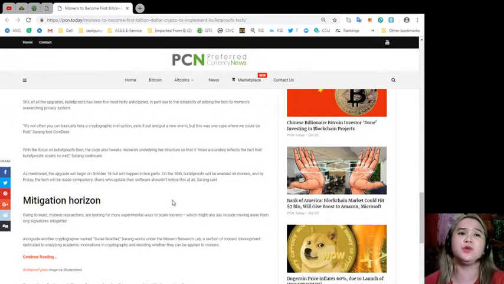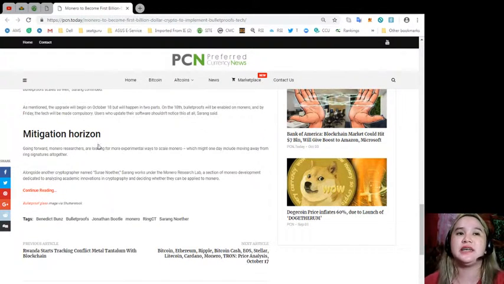With a focus on bulletproofs, then, the code also tweaks Monero's underlying fee structure so that it more accurately reflects the fact that bulletproof scales so well, Sarang continued. As mentioned, the upgrade will begin on October 18, but will happen in two parts. On the 18th, bulletproofs will be enabled on Monero, and by Friday, the tech will be made compulsory. "Users who update their software shouldn't notice this at all," Sarang said.